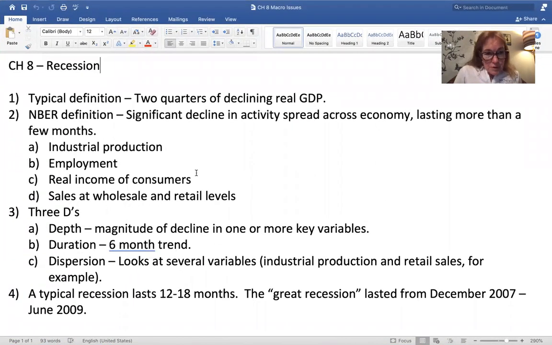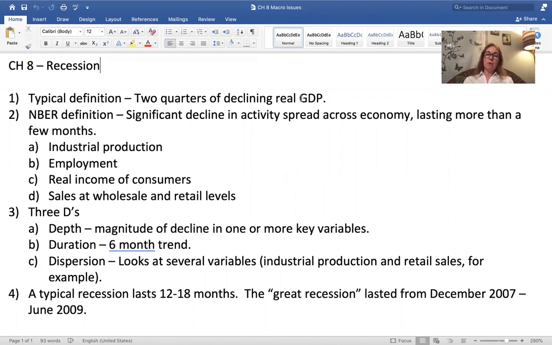Hello, this is the chapter 8 synopsis, and this is on talking about recessions. What is a recession? So the typical definition of a recession is 2 quarters of declining real GDP.